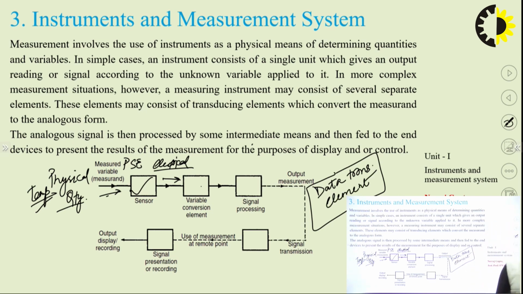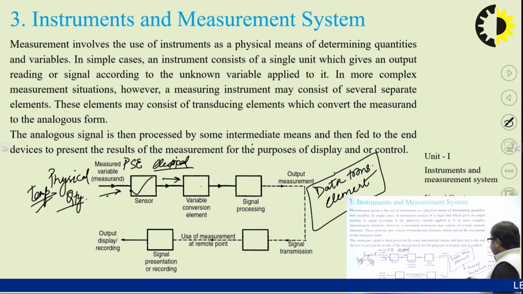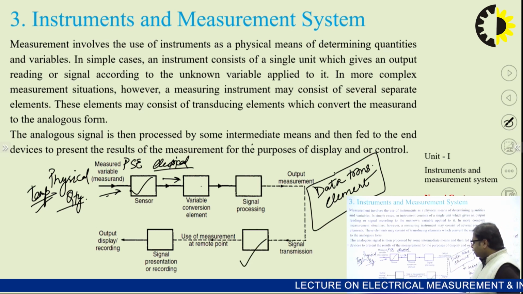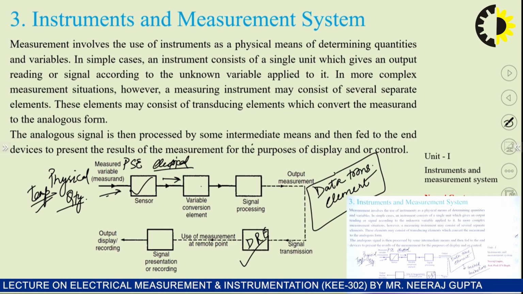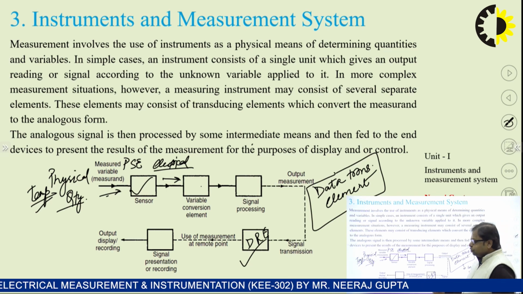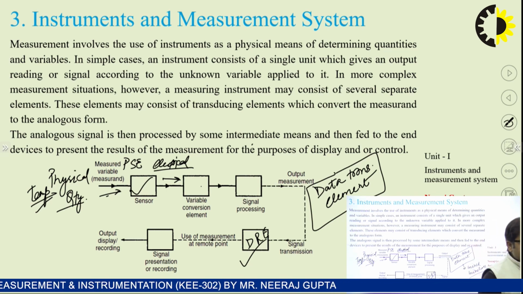The functionality of this data transmission element is to transfer the data through a channel. It could be wired, it could be wireless, or any means through which the signal could be transmitted, is provided on a channel and is brought to the data reception element. This is DTE, this is DRE, the data reception element.